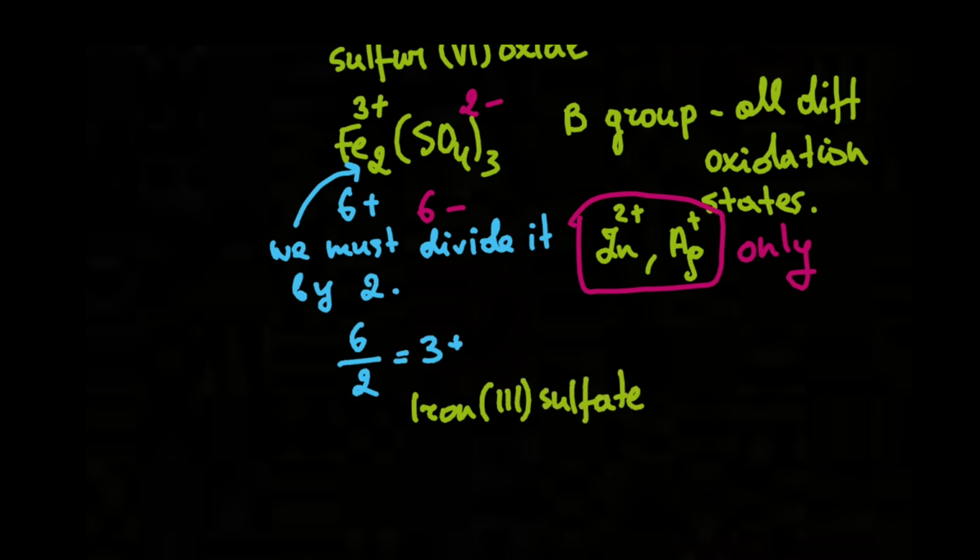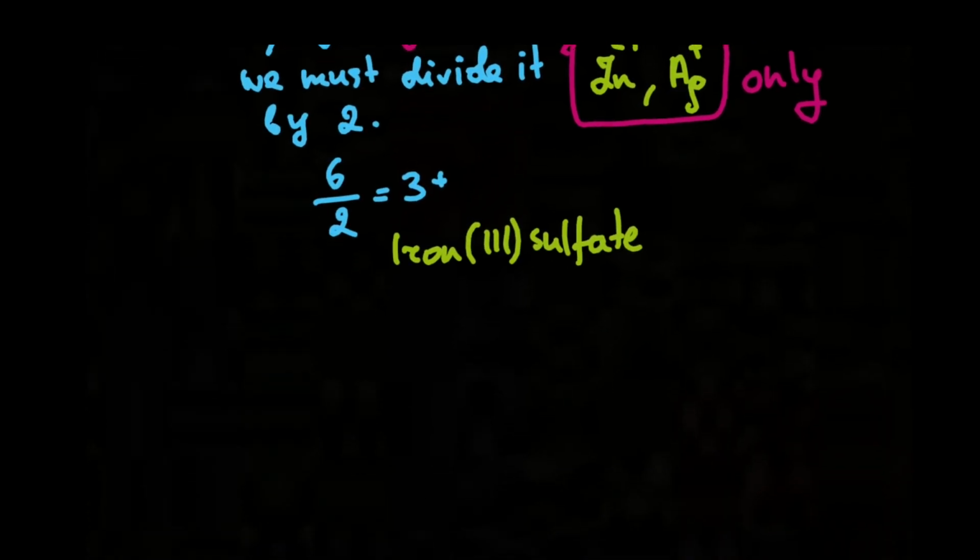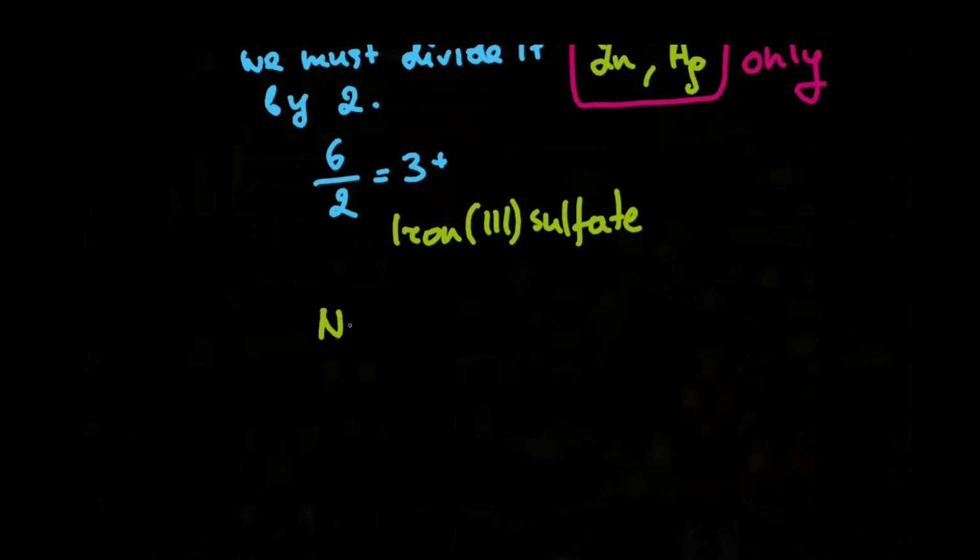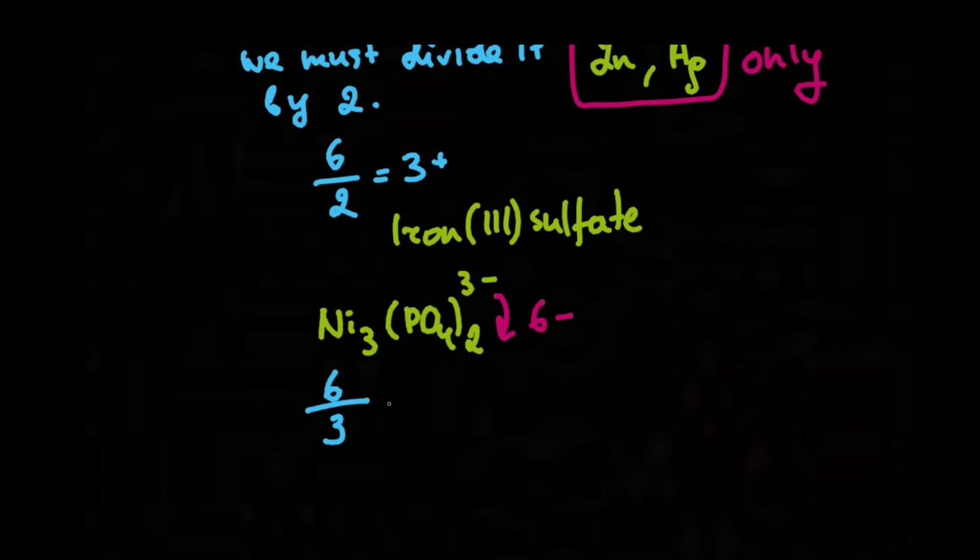The last problem we are going to look at is Ni3(PO4)2. Again, if we look at the table, we can find that PO4 charge is 3-. Now we multiply it by 2 and get 6-. All that's left is to divide 6 by subscript 2. The nickel charge in the compound is 2+, and the name of this molecule is nickel 2 phosphate.